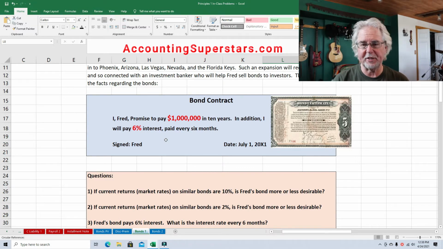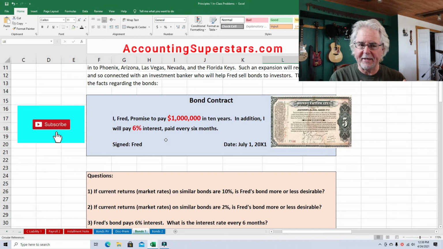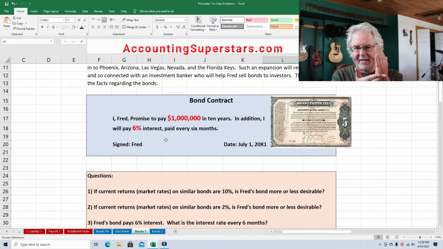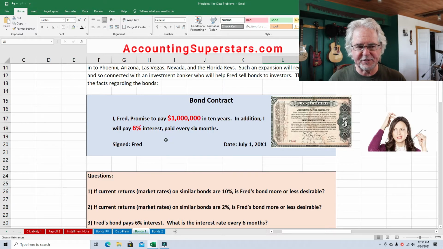Now, the interest is going to be paid not every year, but every 6 months. So what we're going to do, we're going to take that 6% and divide it by 2, cut it in half, to get 3%. So 6% a year is the equivalent to getting 3% every 6 months. So you've got to understand that.